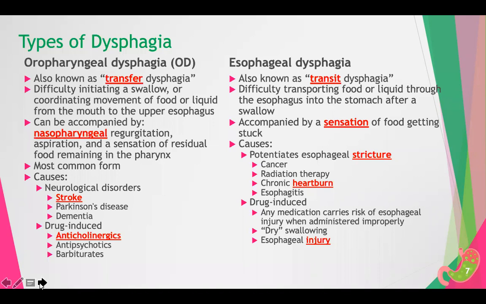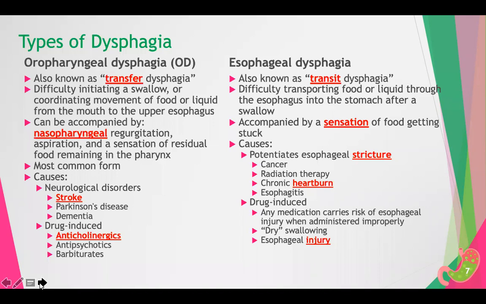And then we have drug-induced swallowing difficulty. We know lots of medications can cause issues. With our anticholinergics, swallowing function and coordination is dependent on cholinergic innervation. So those medications that affect the cholinergic receptors can cause issues swallowing. They can also cause dry mouth.